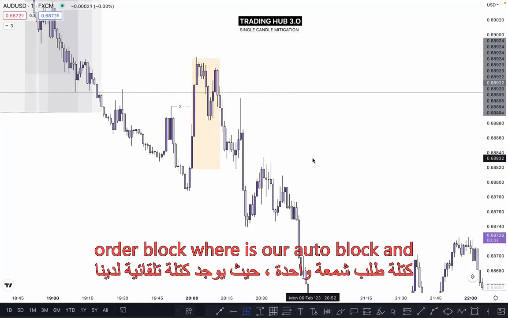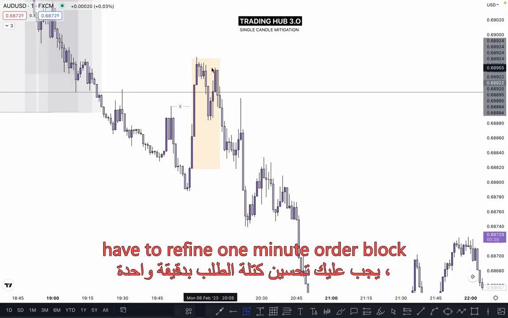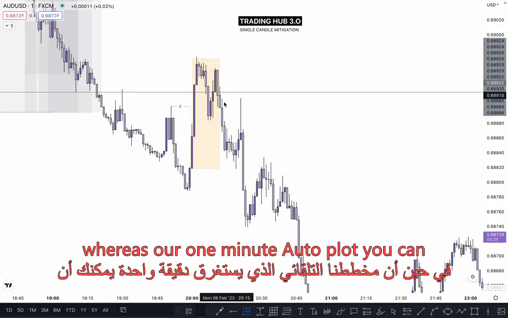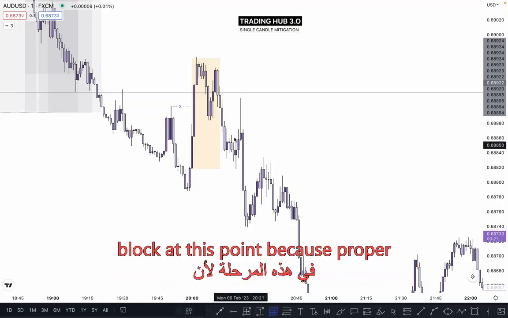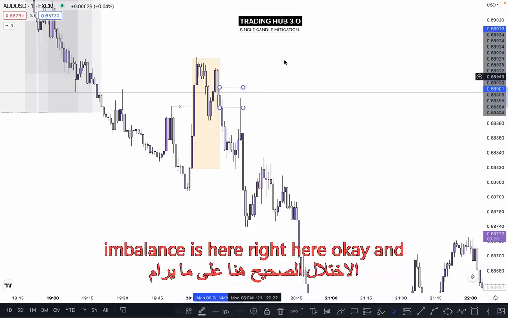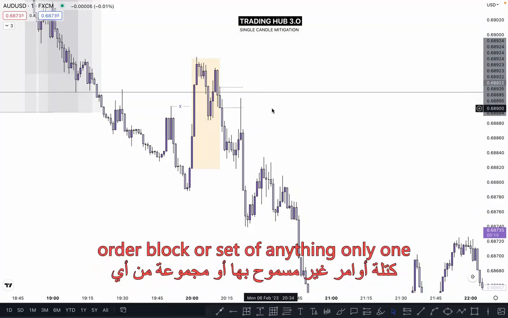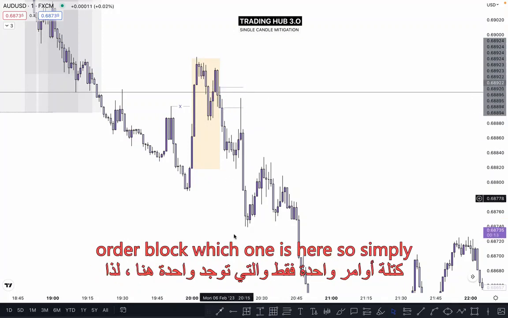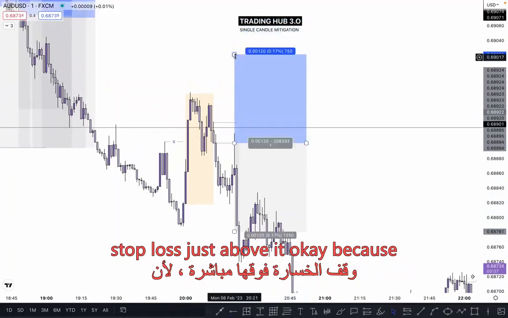Where is our order block? And this is our 15-minute shadow here. You have to refine the 1-minute order block. Where is our 1-minute order block? You can see here, this one is our 1-minute order block at this point, because proper imbalance is right here. Okay, and just above it there is no unmitigated order block or shadow, anything, only one order block, which is here. So simply you can sell here like this and put the stop loss just above it.